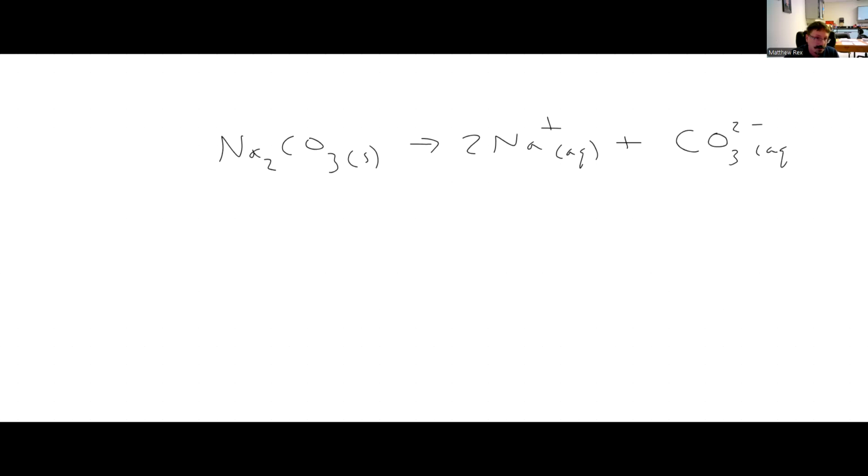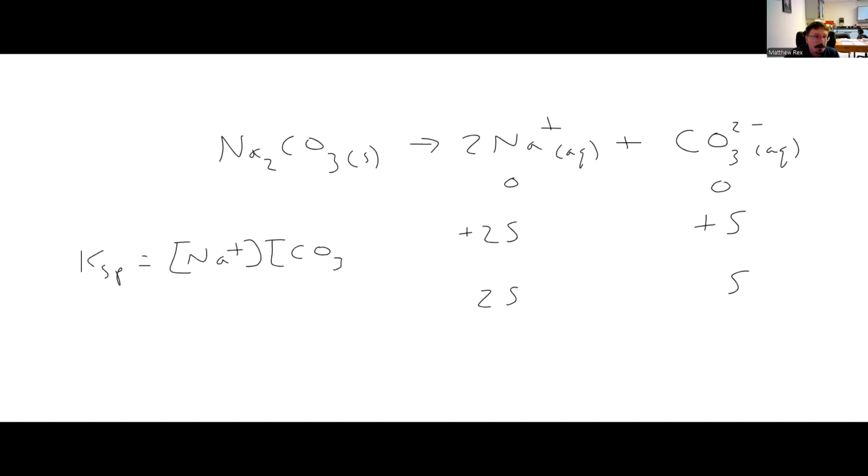So if we start, this is a solid, so it gets left out. If we started with 0 of these, we would produce 2 of these for every 1 of these. So that would mean our Ksp equation should look like this. Normal equilibrium. And we have 2 of those sodiums, so sodium should be squared. So what I'm going to end up with is 2s squared times s. 2s squared is 4s squared times s is 4s cubed.